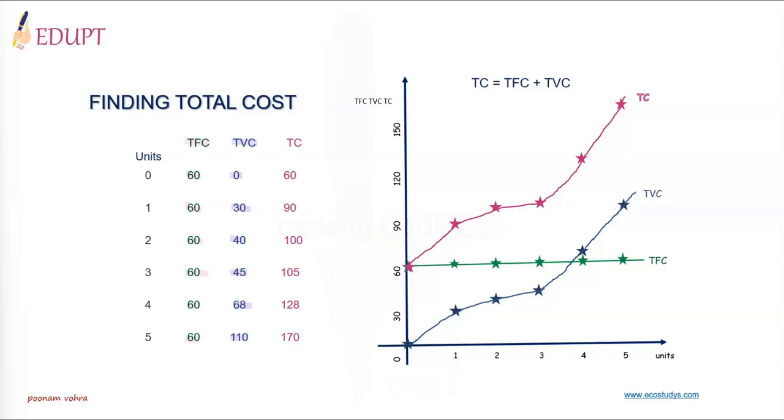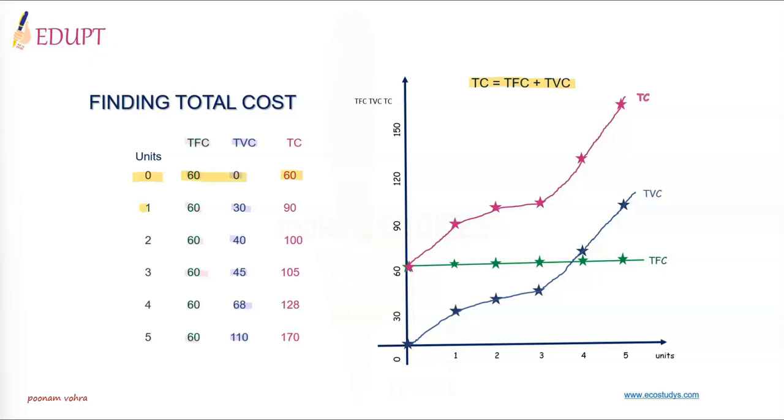Now try to understand the behavior of total cost. Total cost is the summation of total fixed cost and total variable cost. So numerically, when 0 unit is produced, total cost would be 60 because 60 plus 0 is 60.